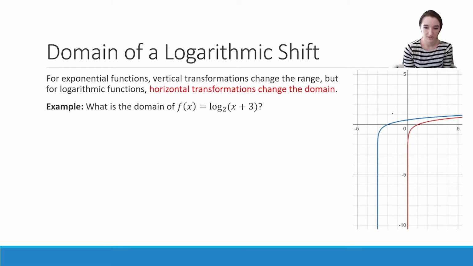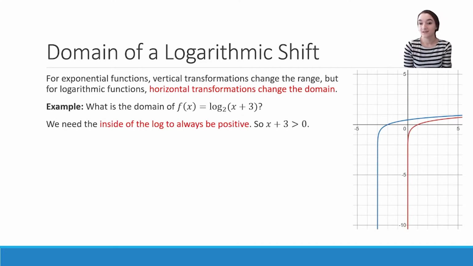Whereas here, with the logarithm, we have this vertical asymptote at x equals 0, and that's the important part. So if I have log base 2 of x plus 3, then that means I've added 3 inside, so I'm going to shift to the left by 3, which means my asymptote also shifts to the left by 3. And so my whole domain has now changed.